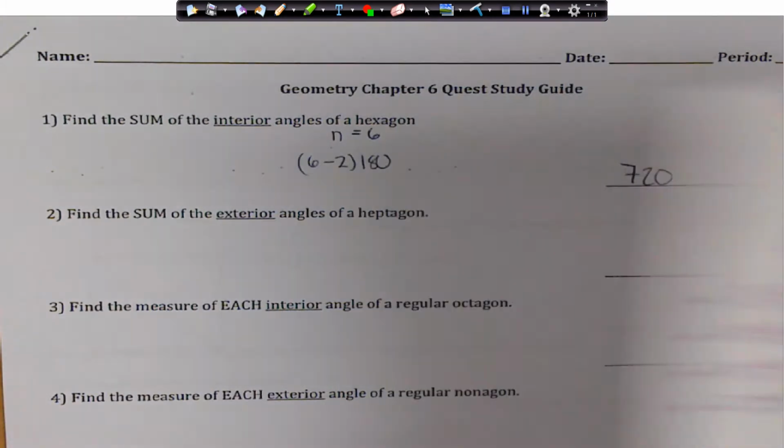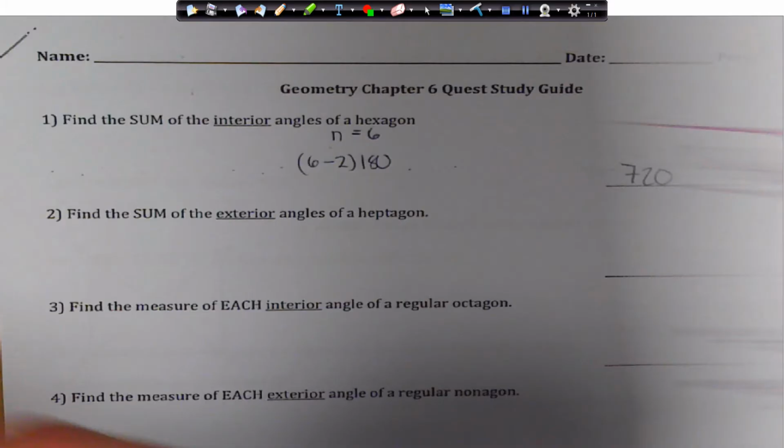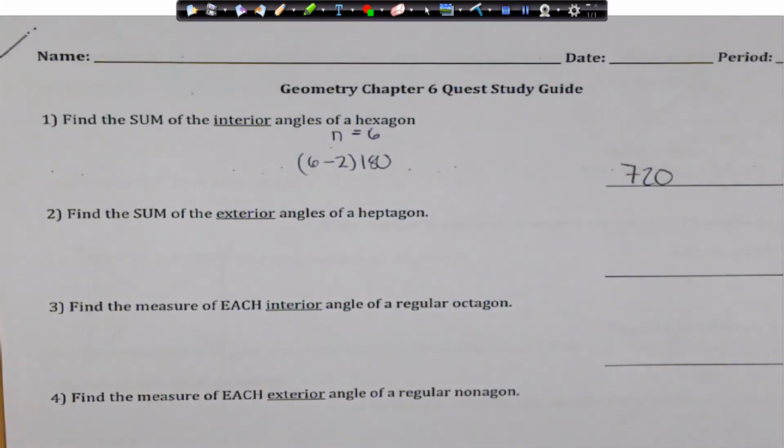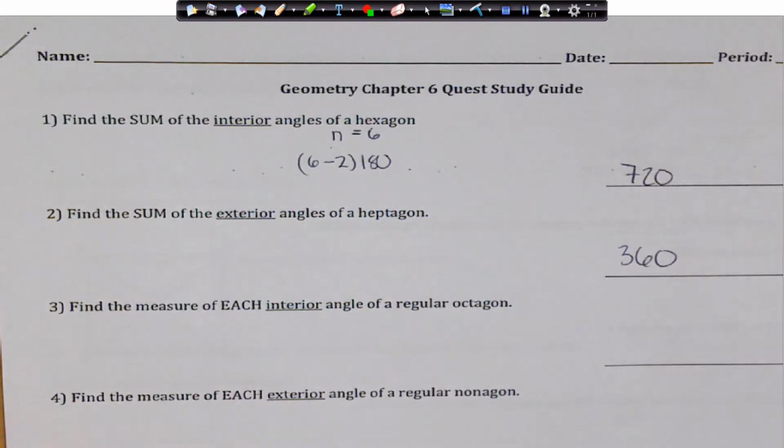Next, find the sum of the exterior angles of a heptagon. Well, the sum of the exterior angles, no matter what, is 360. It doesn't matter the side length. So we're just going to quickly and easily write in that we have 360.